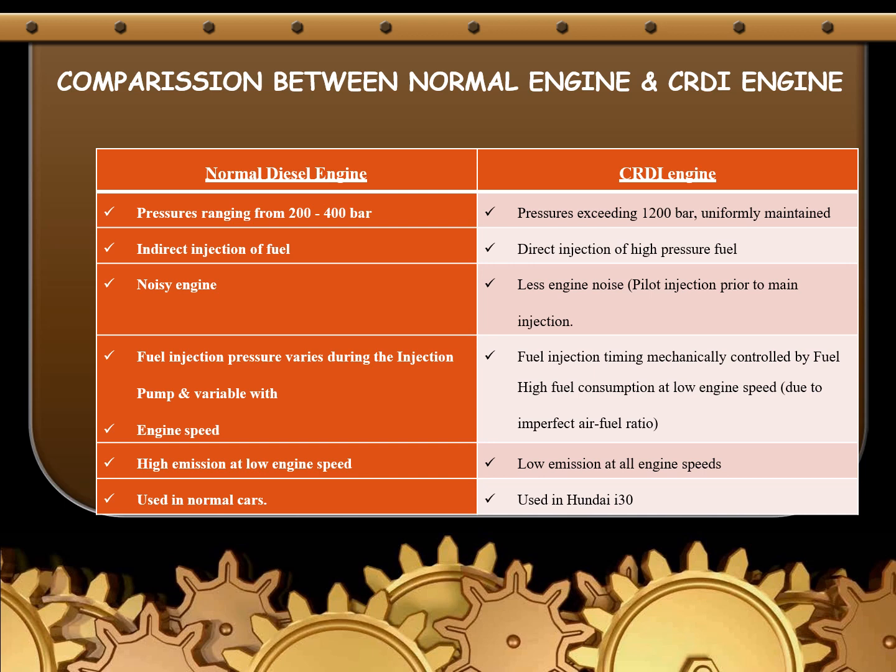Noise: the normal engine produces a lot of noise. The CRDI engine produces much less noise because the pilot injection occurs prior to the main injection, and the atomization happens uniformly. In the normal engine, the fuel injection pressure varies with the injection pump and variable engine speed, and the fuel injection timing is mechanically controlled. It has high fuel consumption at low engine speed due to the impact on the air fuel ratio, and high emissions at low speed, whereas CRDI gives low emissions at all speeds. It is used in normal cars, such as the Honda i3, and in some new innovative cars.